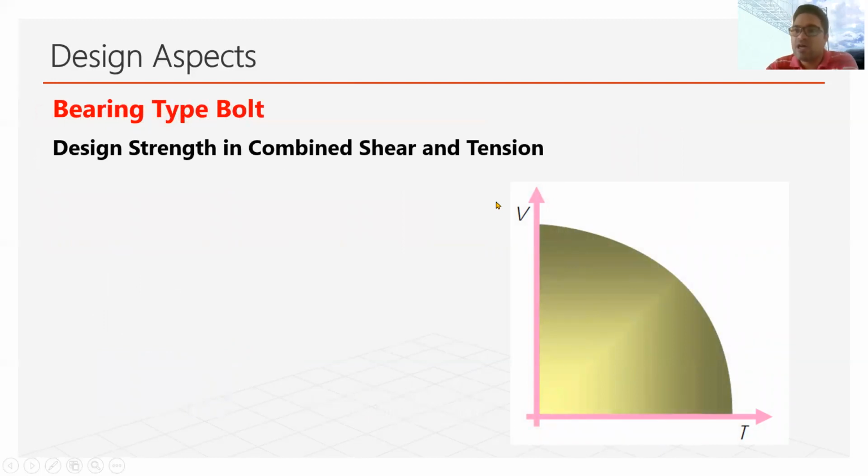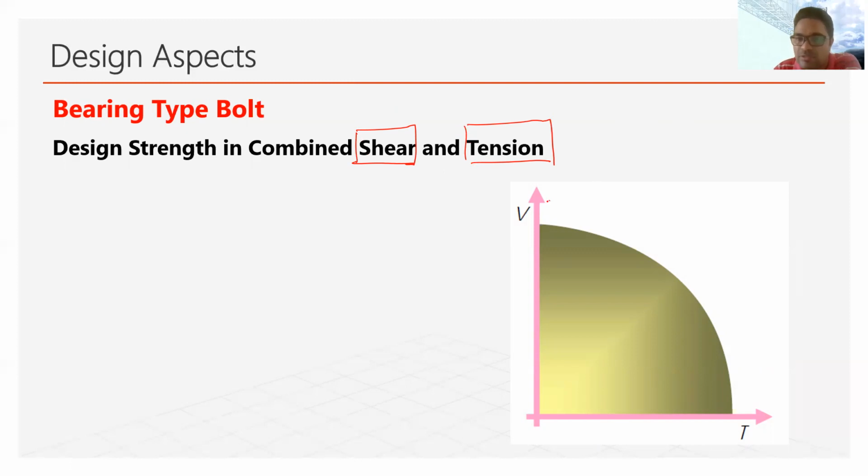Until now I have discussed the strength of bolt in shear and in tension. In some cases, there are chances that the bolt may experience shear as well as tension altogether. So in that case, we need to consider the combined effect of shear and tension. Some researchers have given an interaction diagram of the combination of shear force and tension in a bolt at the same time.